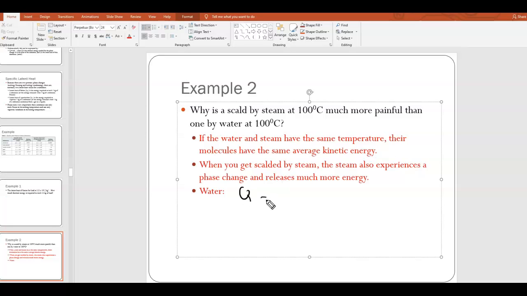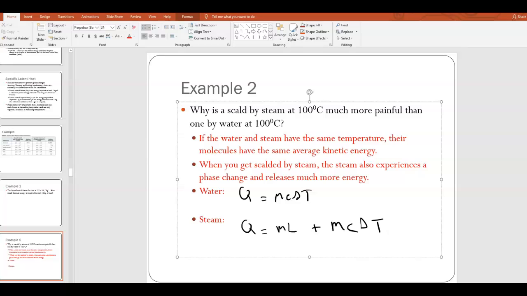You have Q equals mc delta T. Okay, hot water touches you, the water temperature changes. As the water touches your skin and it cools down, it releases heat. That's bad, but it could be worse. Now, what happens with the steam? Well, with the steam, the water touches your skin, and then not only does it temperature change, but first it phase changes as it goes from steam to water, and then once it turns from steam into water, it's released a bunch of energy. It still has to temperature change to reach thermal equilibrium with your skin.